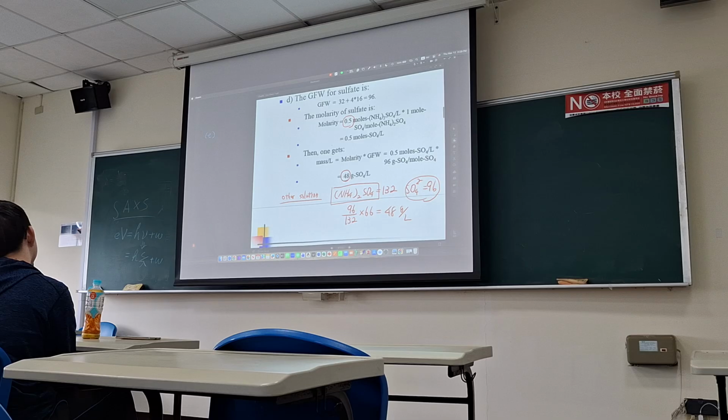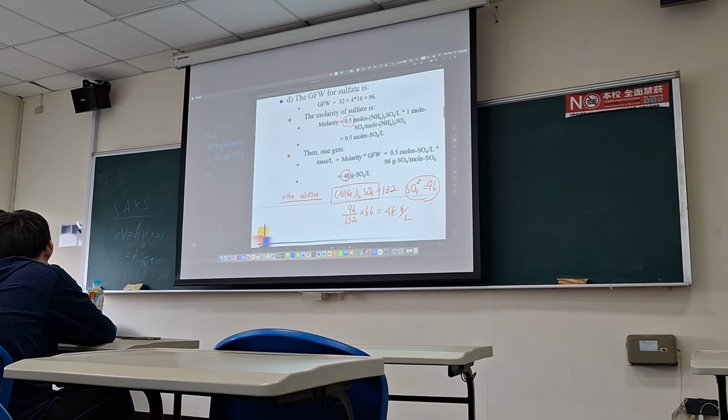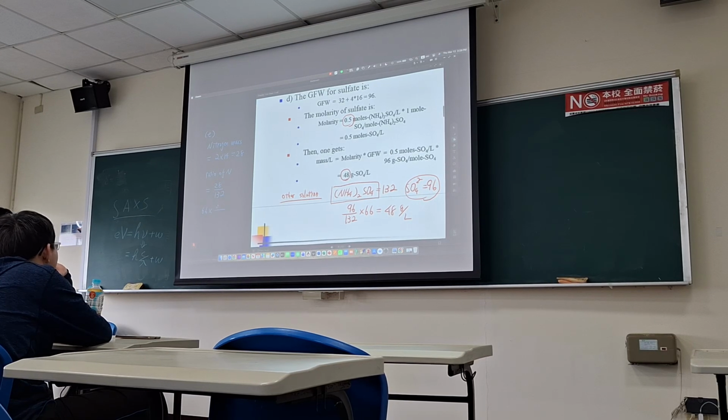Question E. So first off, let's find out the nitrogen mass. It's 2 times 14. So we got 28 here. So the ratio of nitrogen equals 28 over 132. It's similar to this one. So 66 times 28 over 132. We got 14 grams per liter.